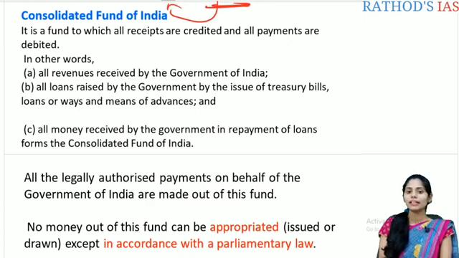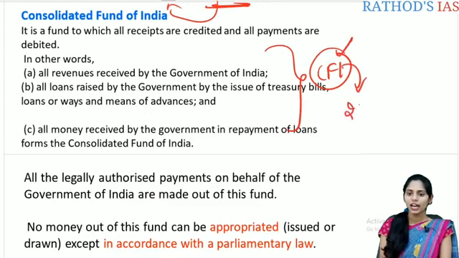And also all the money which is received by the government in the repayment of the loans from the Consolidated Fund of India. So all these will form the Consolidated Fund of India under Article 266 of the Indian Constitution.